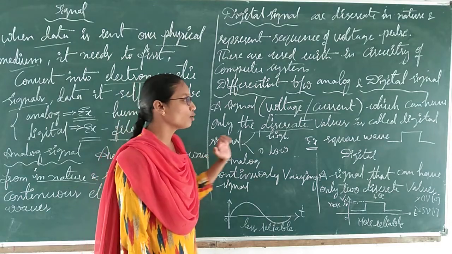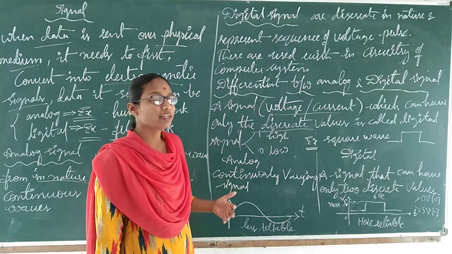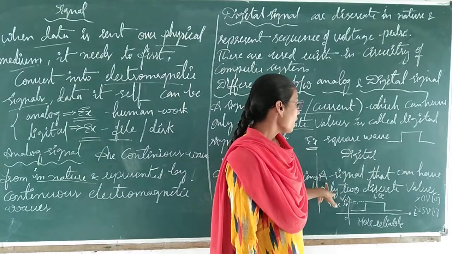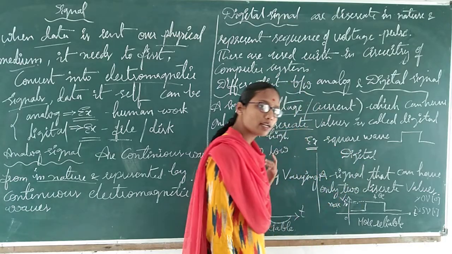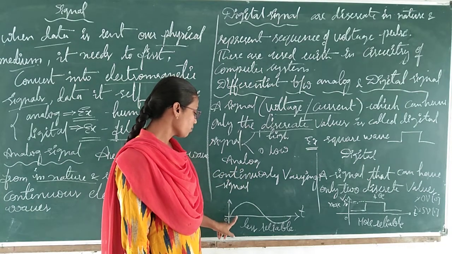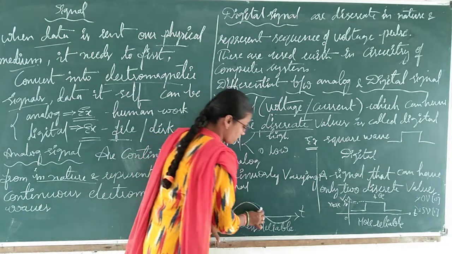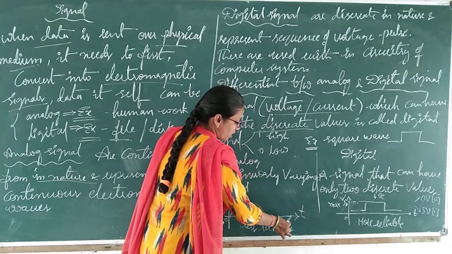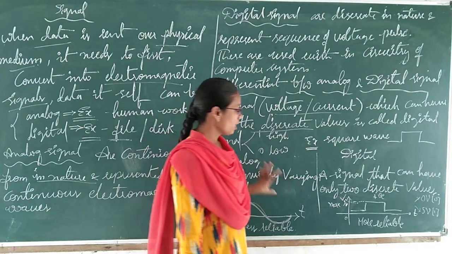Next, the differences between analog and digital signals. Analog signals are continuous waveforms, continuously varying electromagnetic waves. A digital signal can have only two discrete values, 0 and 1. Here we have one diagram: these analog signals have continuous waveforms like this, plotted against time, and we have less variability in the analog signal.